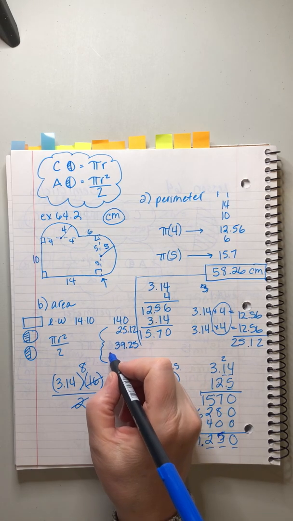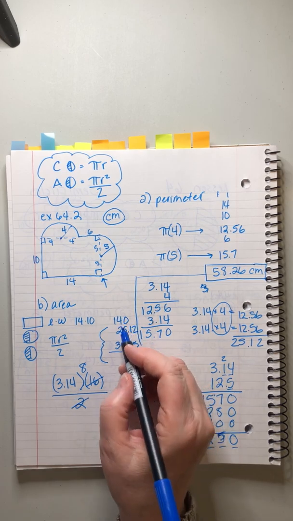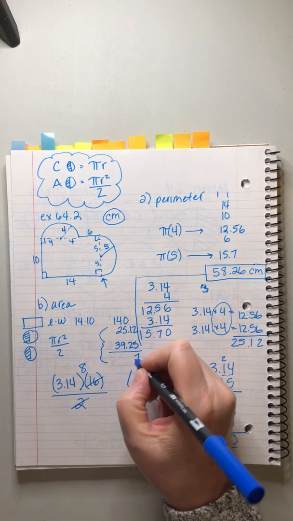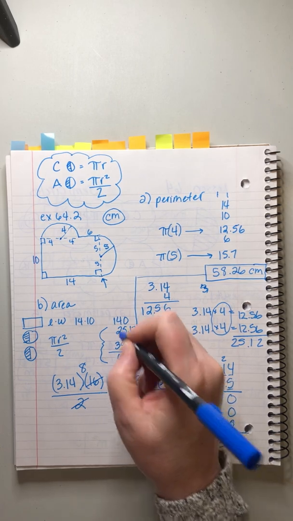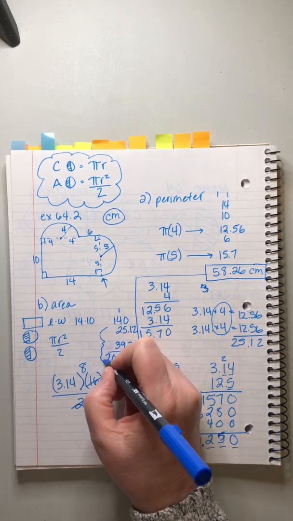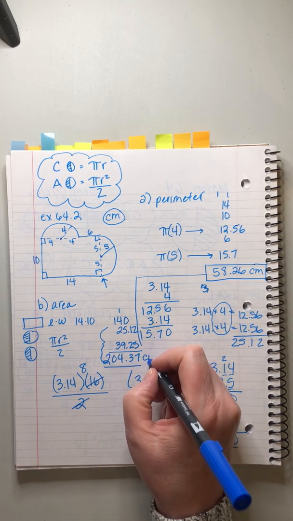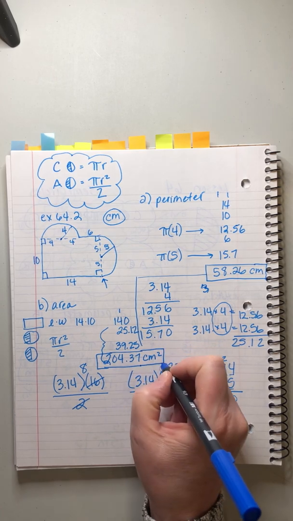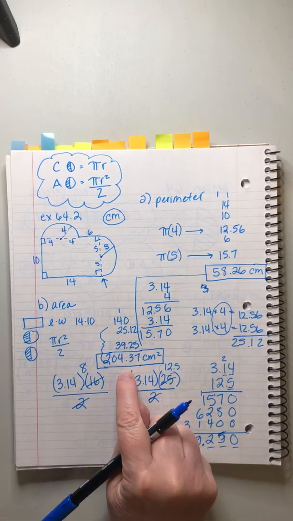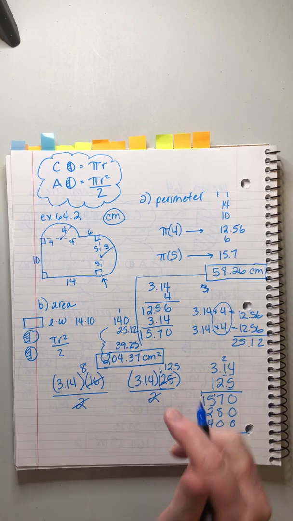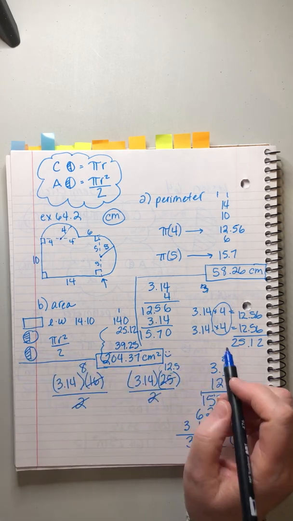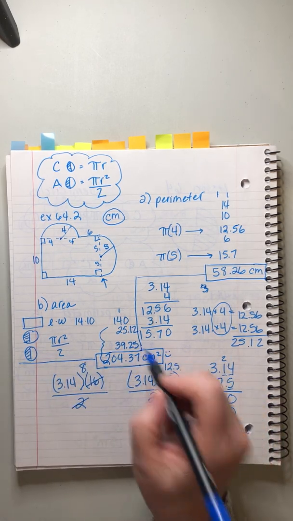And now we've got the areas of our 3 components. And we add them together. Put a unit on it. We're working on area, so it's always squared. And we get 204.37 centimeters squared. That's the correct answer. This is all our work area.